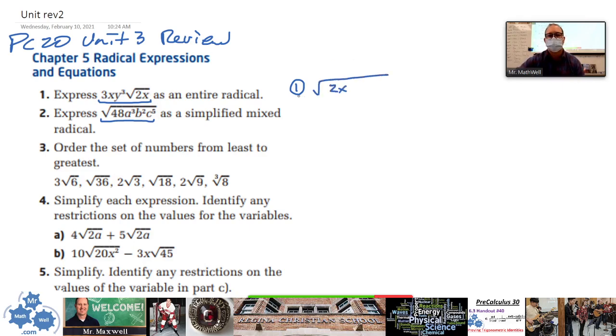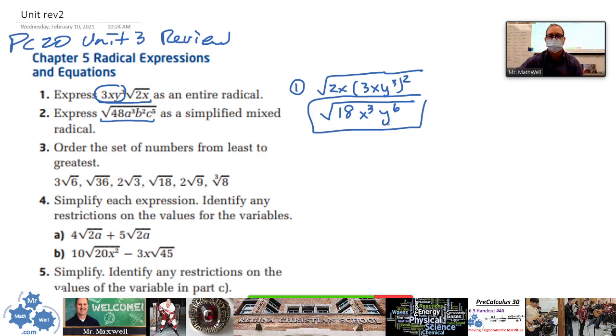It's going to be 2x, which is what was in there already. Then we can bring this grouping underneath the radical sign by squaring it. So this is going to be 3xy cubed, all squared. When we do that, it will simplify to the square root of 2 times 3 squared, so that's 2 times 9, which is 18. We're going to have x squared here times x, so that's x cubed. And then we're going to have y. Now if you have a power raised to a power, you multiply, so it's going to be y to the 6. And that's the entire radical.